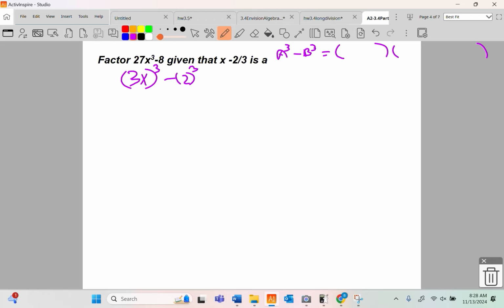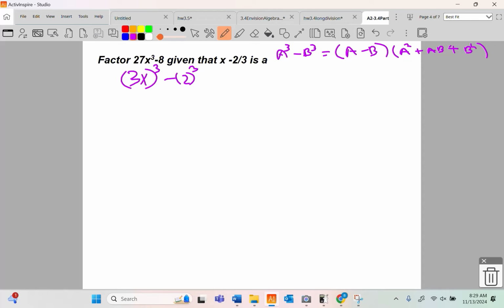What's the first set of puzzles? A minus B, same, as in SOAP, S for same. A squared. O stands for opposite, plus AB. The last thing in SOAP is AP, always positive, so plus B squared.